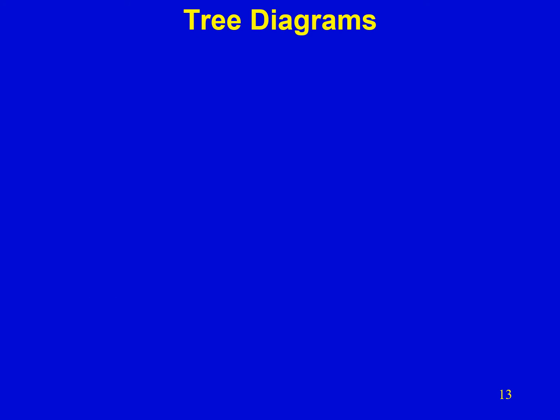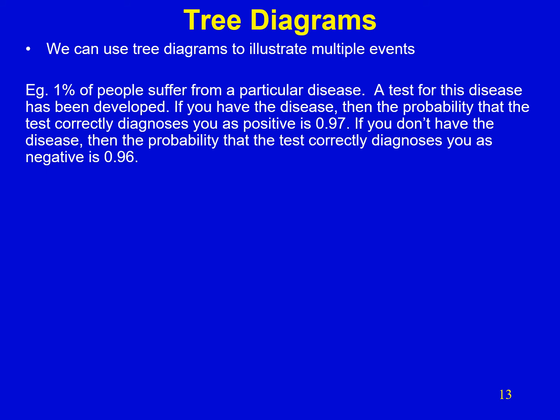Now let's look at tree diagrams. We can use tree diagrams to illustrate multiple events. Let's have a look at this example. 1% of people suffer from a particular disease. A test for this disease has been developed. If you have the disease, then the probability that the test correctly diagnoses you as positive is 0.97. However, if you don't have the disease, then the probability that the test correctly diagnoses you as negative is 0.96.